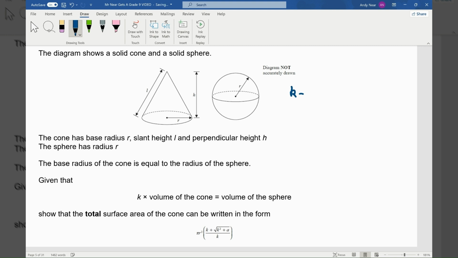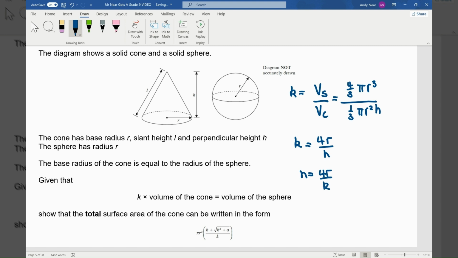So k, if I rearrange this, is going to be equal to the volume of the sphere over the volume of the cone. Now the volume of a sphere is given on the formula sheet as 4/3 pi r cubed, and the volume of a cone is 1/3 pi r squared h. The pi's cancel, the r squareds cancel, the thirds cancel, and so you're left with k is equal to 4r over h. Or that h is equal to 4r over k, just rearranging that.